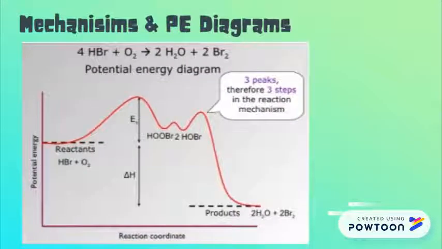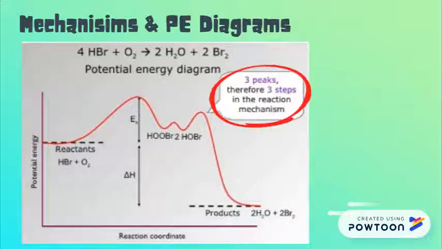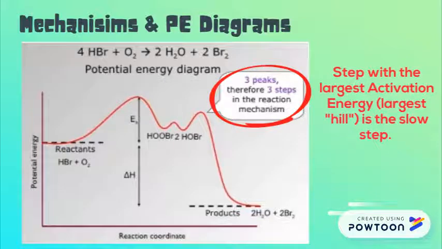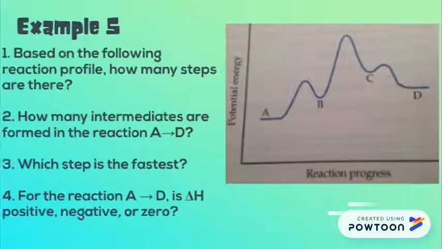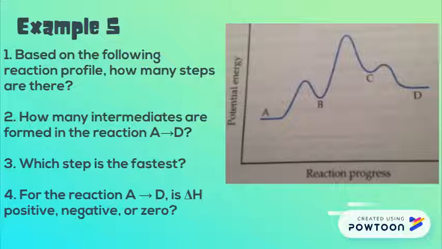We can also visualize reaction mechanisms by looking at our potential energy diagrams. This diagram shows 3 peaks, meaning our reaction mechanism has 3 elementary steps. The one with the largest activation energy, or the largest hill, will be the slow step. Pause the video and see if you can answer questions for example number 5.